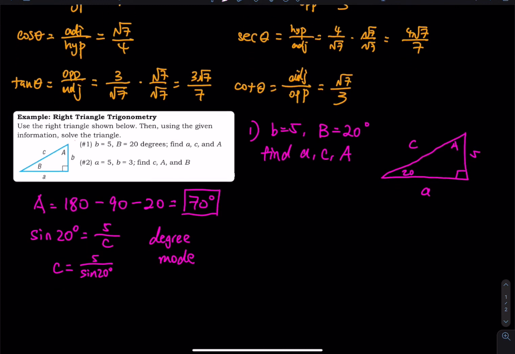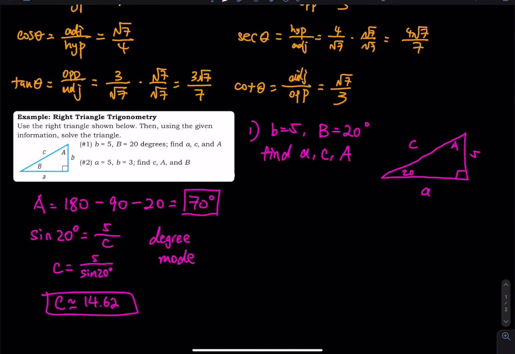So 5 divided by sine of 20 degrees, once again, you need to use degree mode. So C, I have approximately equal to 14.62. So that is the length of C.